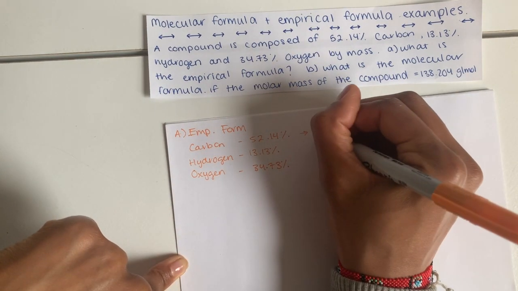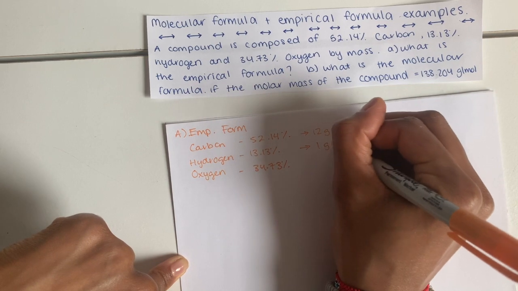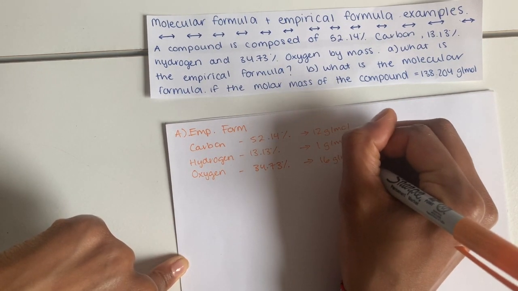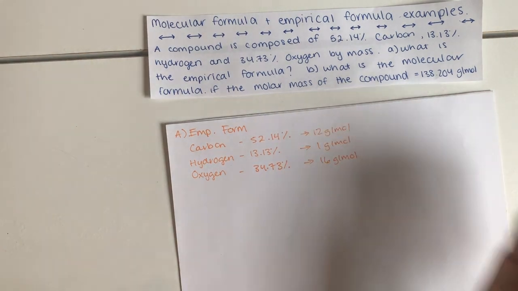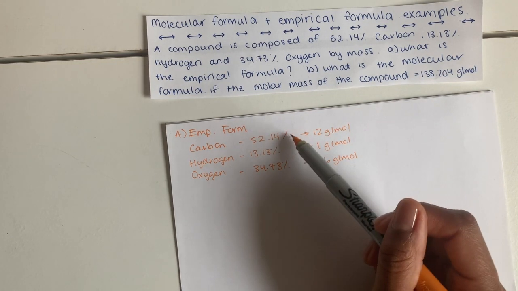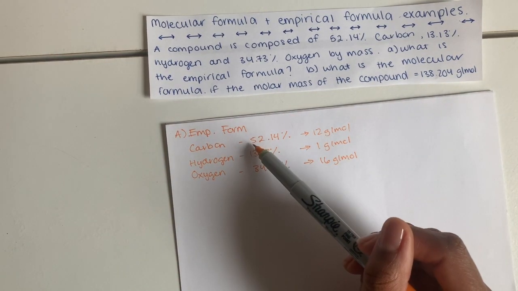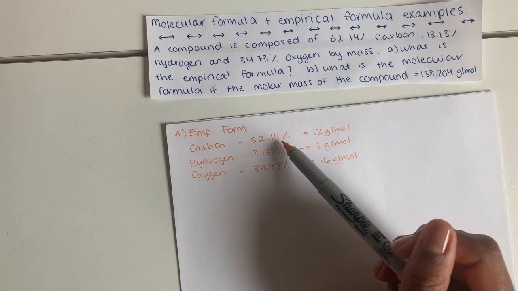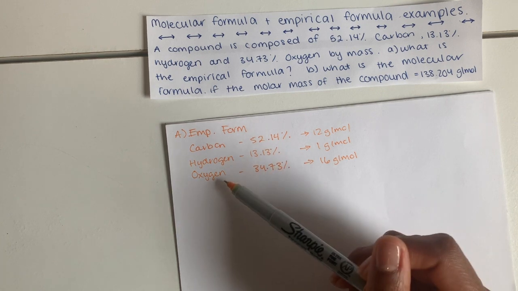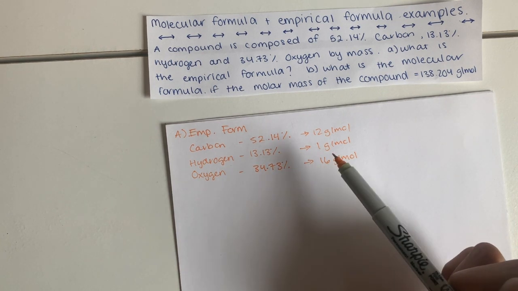Carbon is 12 grams per mole. Hydrogen, 1 gram per mole. And oxygen weighs 16 grams per mole. So what are we going to do with these two numbers? So this is saying if we had 100 grams of this compound, then 52.14 grams would be carbon, 13.13 grams would be hydrogen, and 34.73 grams would be oxygen.